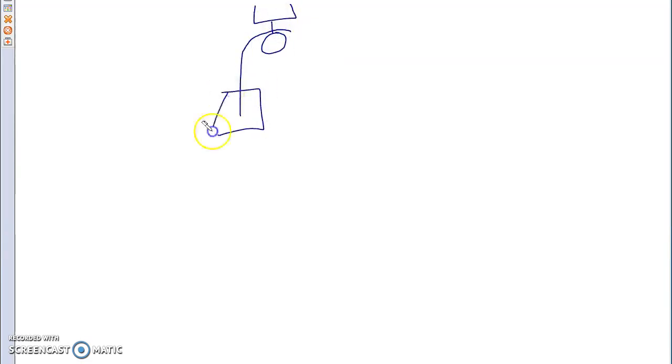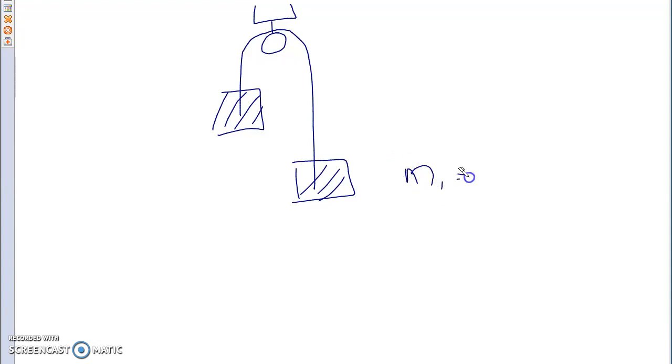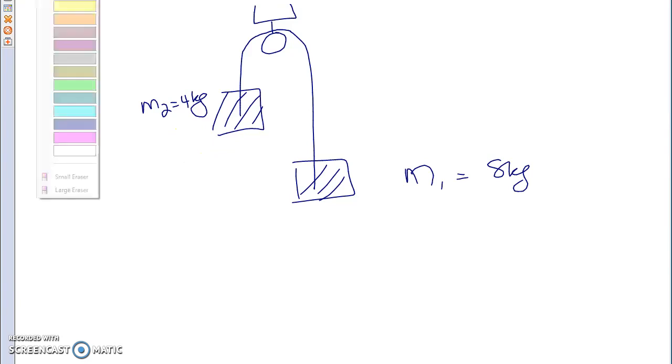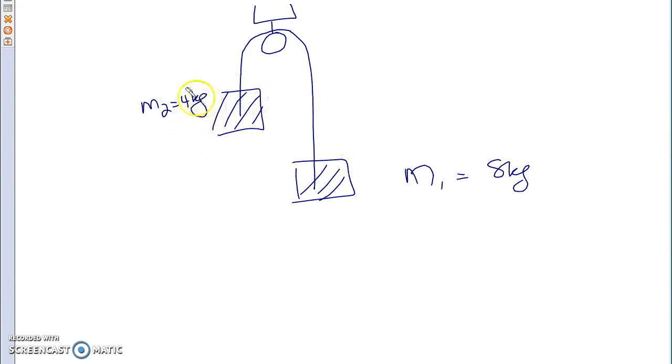And I had two masses. This was mass 1, let's say it's 8 kilos. Mass 2, let's say this is 4 kilos. We started and said, the first thing we're going to look at in this situation is the acceleration of the system, number 1. And we're looking for the tension in the string.